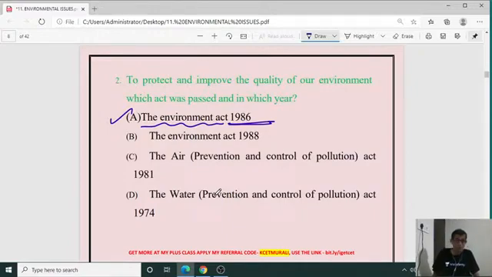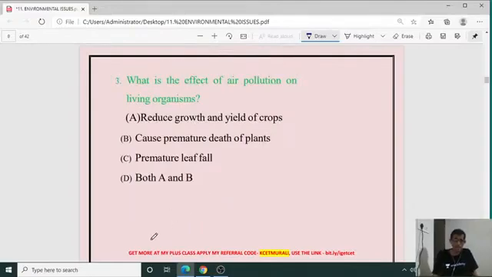Next, third question. What is the effect of air pollution on living organisms? Air pollution will cause what? Reduce the growth and yield of crop, cause premature death of plant, premature leaf fall, both A and B. The most appropriate answer here is D, both A and B. We can observe reduction in the growth and yield of crop, and premature death of plant is also there. So the third question answer is D.